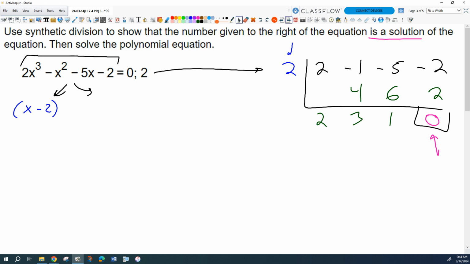Okay, so then we need the other one, right? Well, how do I find it? Where's the other factor going to pop out?